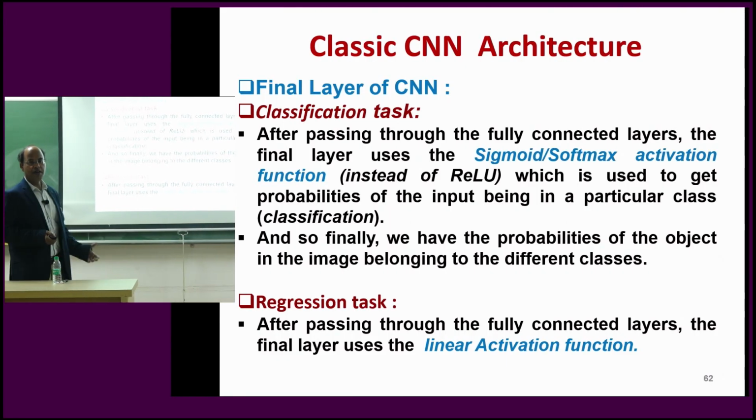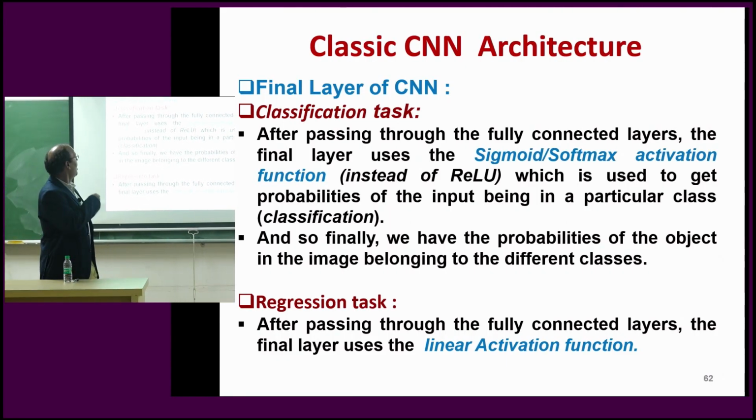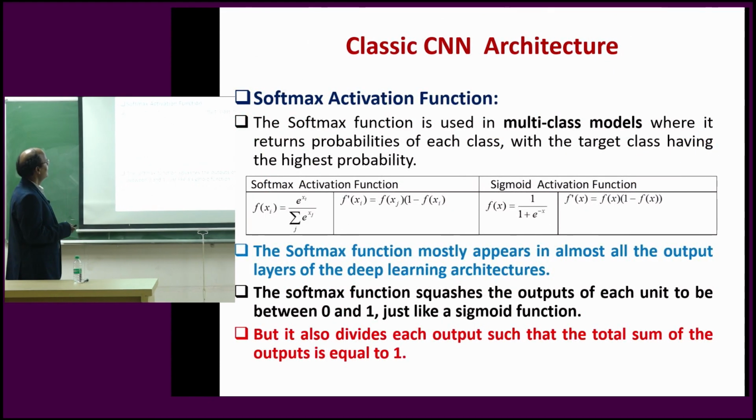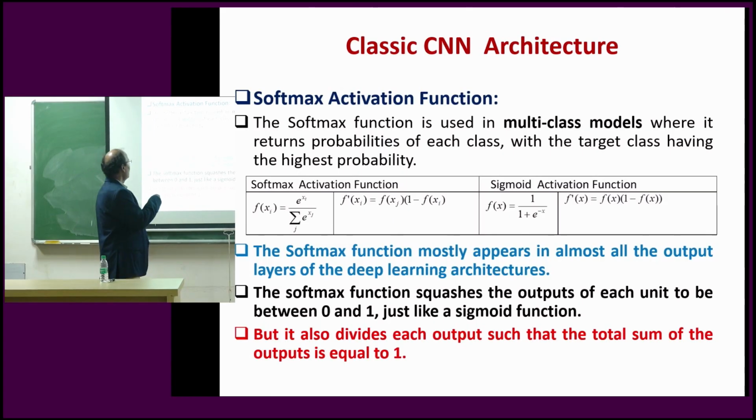The last layer will be the final layer of the CNN model, either for the classification task or the regression task. If classification, use either the sigmoid or the softmax. If regression task, you have to use the linear activation. Okay, that makes sense? Now, this is a softmax, right?